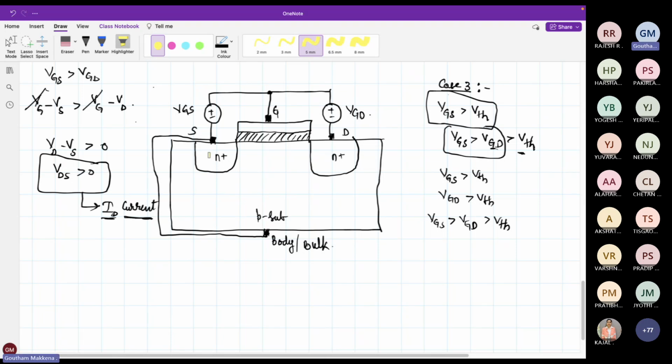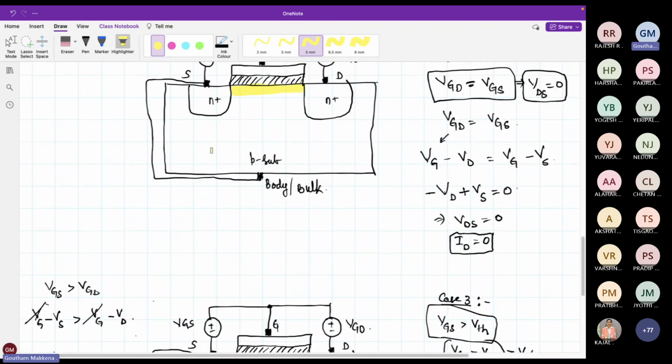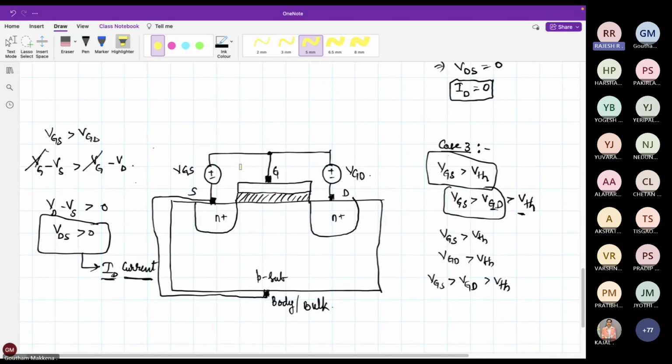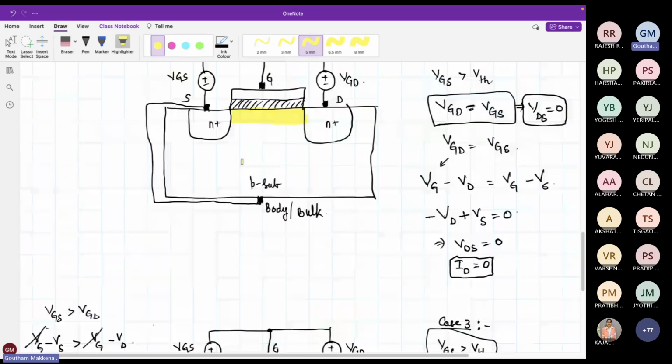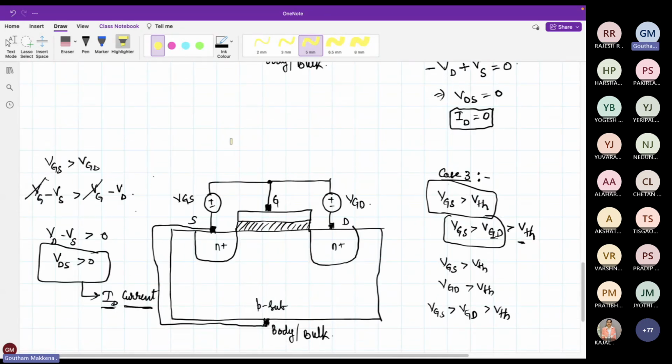How will the channel look? Is the channel formed? Yes. Will it look the same as how it looked here, or will it be different? Will it look the same? No, sir.